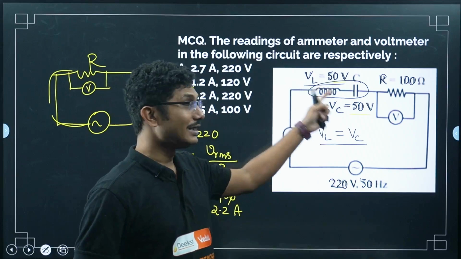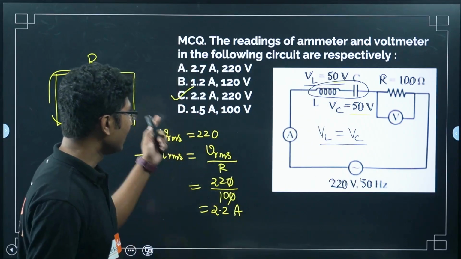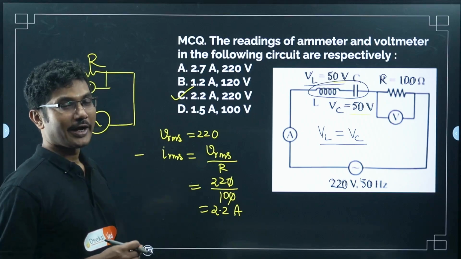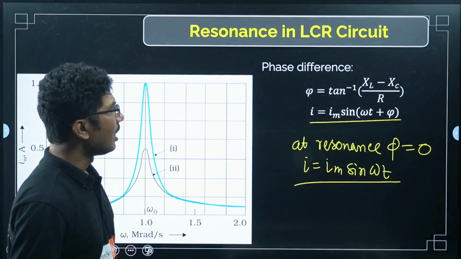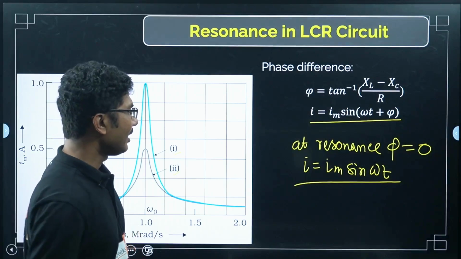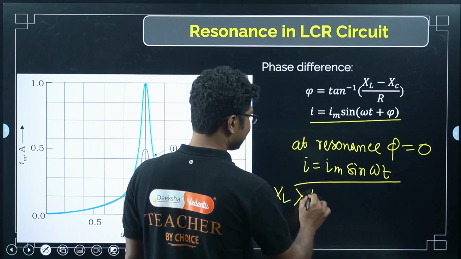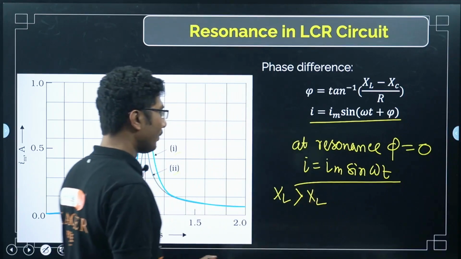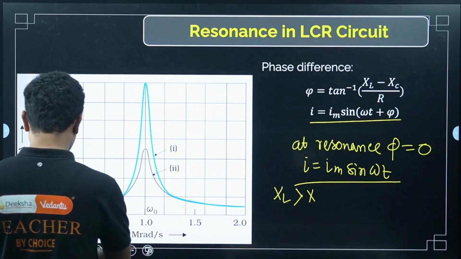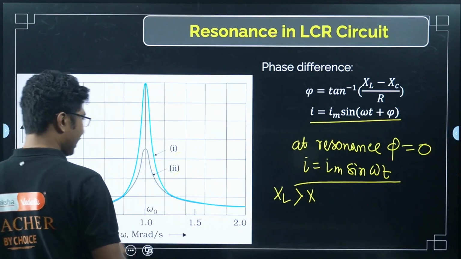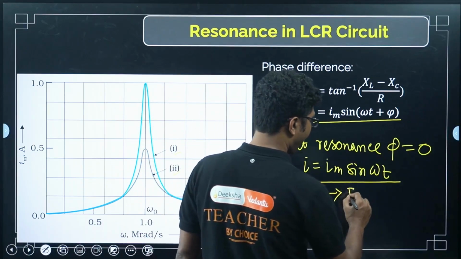So you can ignore inductor and capacitor in this case and simply use normal Ohm's law to find current and voltage. Now before moving into power, I just want to give you some hint, is that when XL is greater than XC, we say the circuit is inductive circuit.